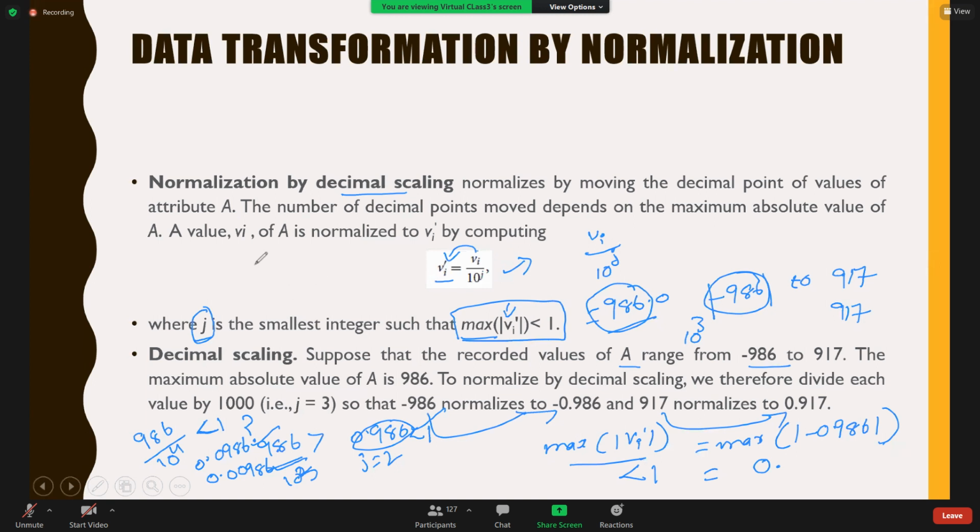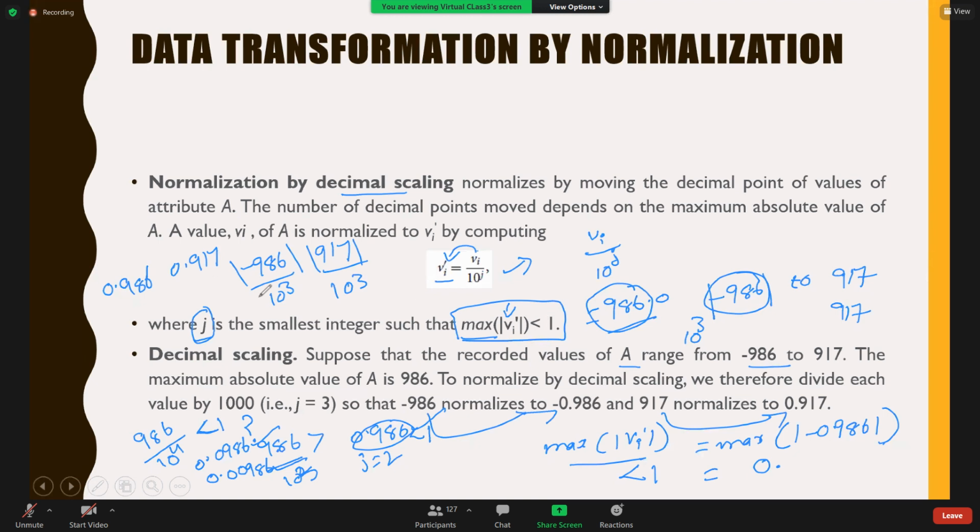See, what are the values? Minus 986 to 917. So simply divide it with 10 power 3. What is the value that you'll be getting? 0.986, 0.917. Why divide with only 10 power 3? Why can't I divide with 10 square? If you divide with 10 square, you will be getting 9.86, 9.17. These values are greater than 1. But what we are saying is, the values should be less than 1.